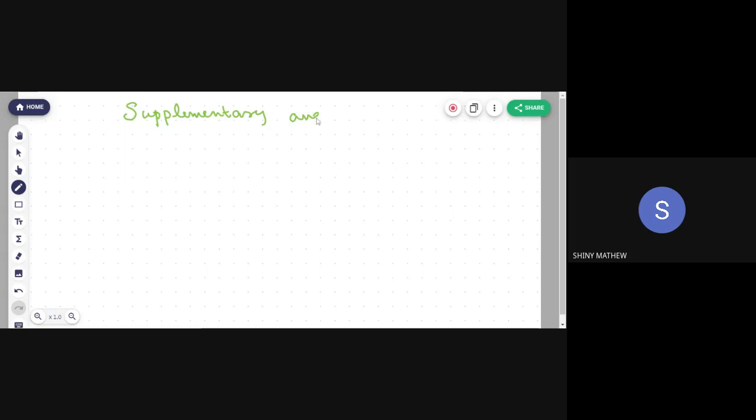Supplementary angles. Can you guess what supplementary angles are? Two angles whose sum is 180 degrees. Yes, two angles whose sum is 180 degrees. That is correct. If the sum of two angles is 90 degrees, they are known as complementary angles.